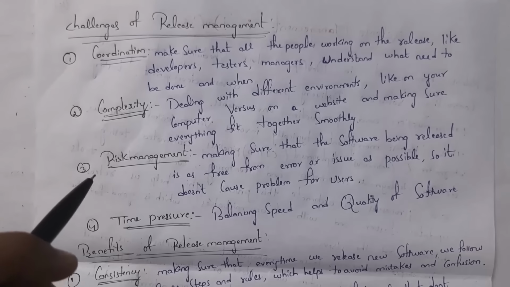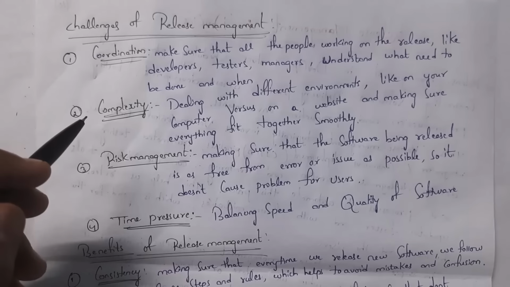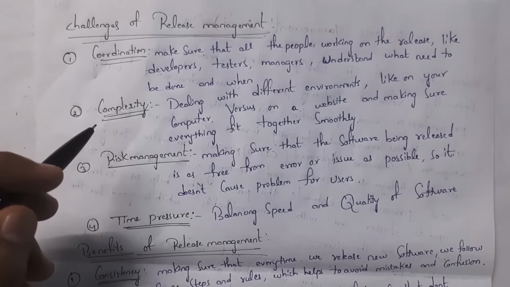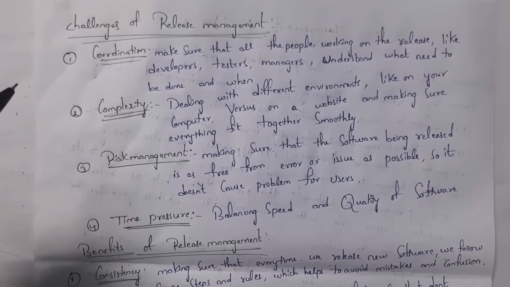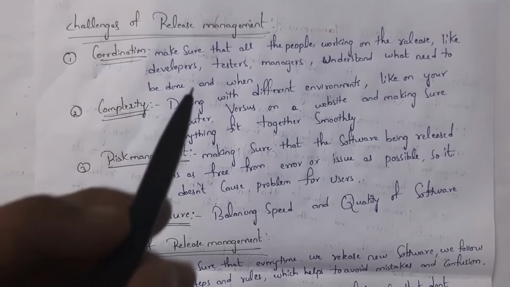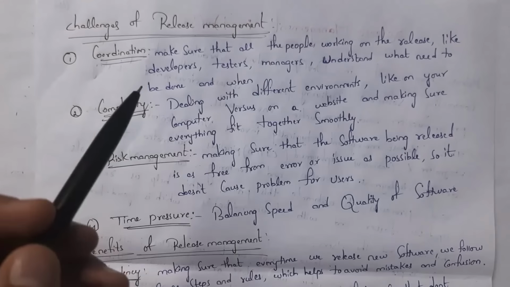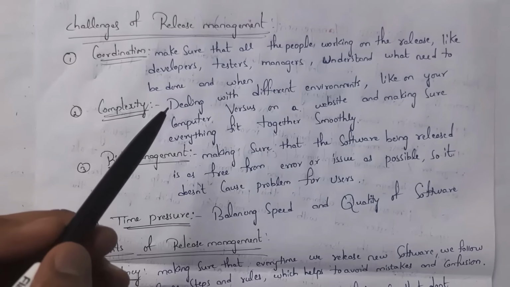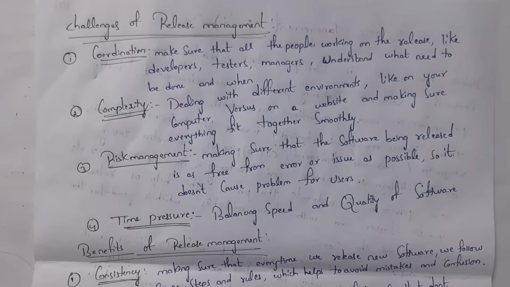And the second one is complexity. Guys, for example, if you develop any software, it may work in one system or it may not work in another system. So here you need to manage complexity. That is nothing but dealing with different environments, like on your computer versus a website, so make everything fit together smoothly. And the third one is risk management.